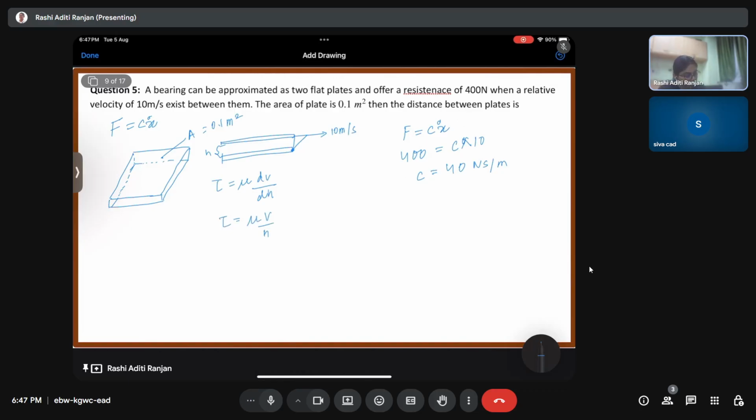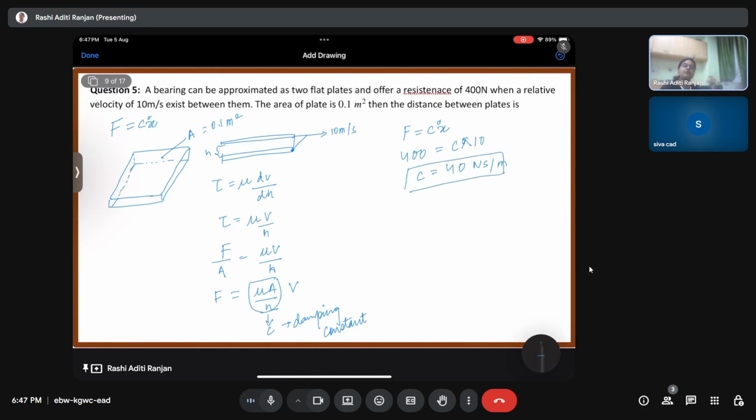Okay. And this shear stress can be written as what? Shear stress is nothing but force over this surface area A. So we have force by capital A equals mu V by H. Force equals mu A by H into V. This is what we get as C, which is nothing but the damping constant.